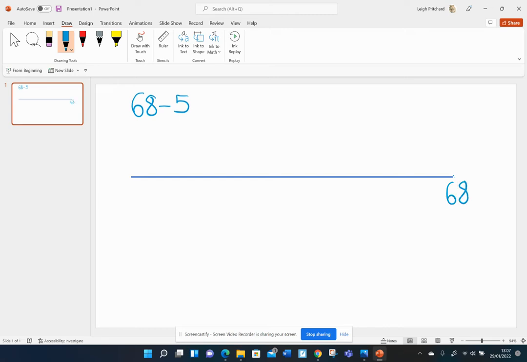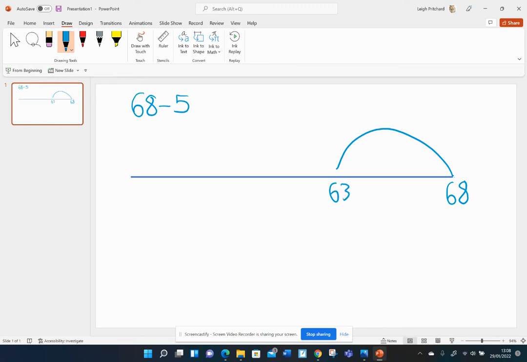This time I'm going to try and take it away in one jump. Because 5 is not bigger than 8, I can think, what's 8 take away 5? Or what does 5 need to make 8? 5 needs 3 to make 8, so I know 8 take away 5 is 3. So 68 take away 5 must be 63. So I'll do that in one jump and go back to 63.